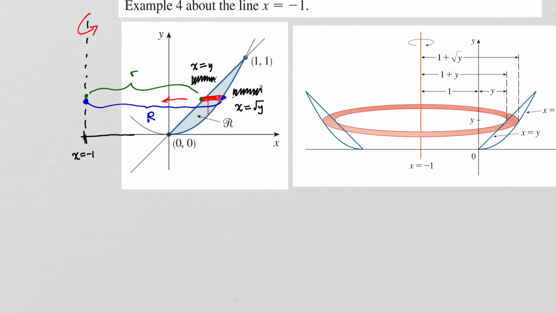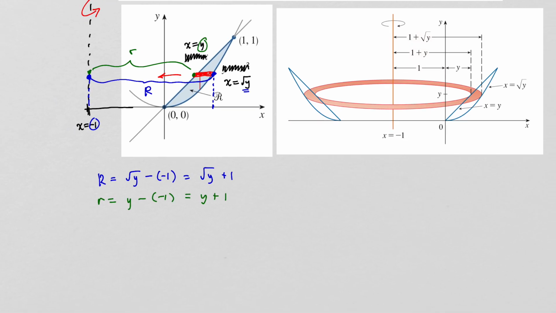So when I'm looking for big R here, big R is going to be the value here, which is on this function. So that's going to be the square root of y, minus the value over here, which is -1. So it's literally the square root of y minus -1. Little r, same idea, is going to be the value here, which is x equals y, minus the value over here, which is -1. So big R is the square root of y plus 1, and little r is just y plus 1.